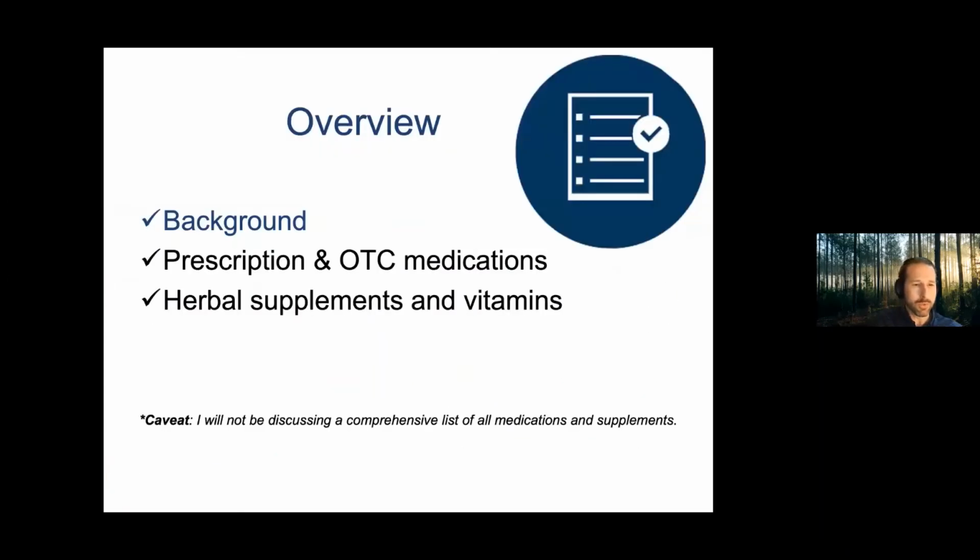So as a brief overview, we'll start off with a quick review of the extent of medication and supplement use among older adults in the US. And then I'll focus on just a few representative prescription and OTC medications and their associations with dementia. And then we'll discuss herbal supplements and vitamins and the evidence base for their use as it relates to dementia. And it's really this last section that the subtitle came from, about magical thinking. And I think you'll get what I mean by that by the end of this presentation.